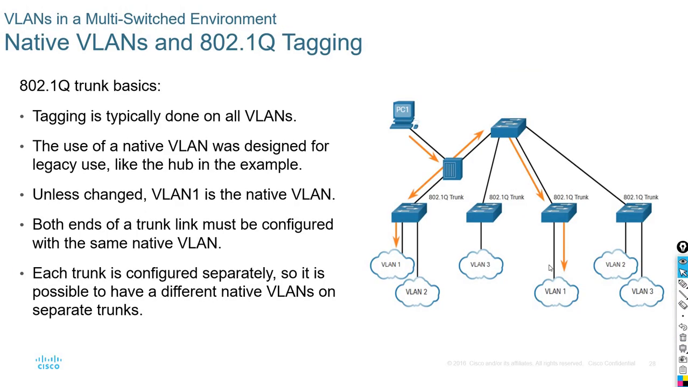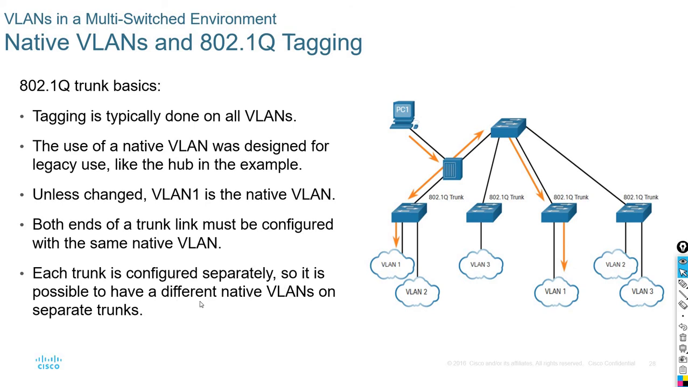Next, native VLANs and 802.1Q tagging. 802.1Q trunk basics: tagging is only done on VLANs here. The use of the native VLAN was designed for legacy use, like a hub, for example. Unless changed, VLAN 1 is the native VLAN only. Both ends of the trunk must be configured with the same native VLAN, and each trunk is configured separately.